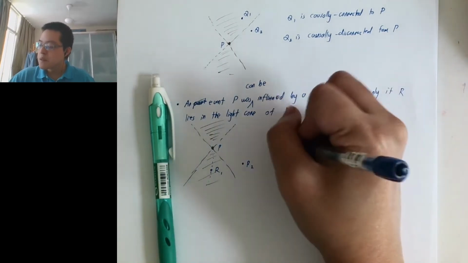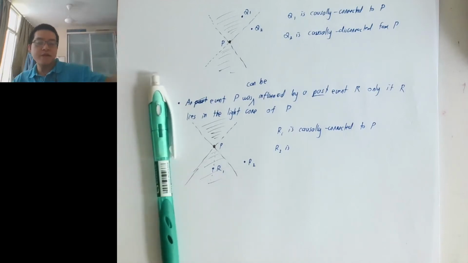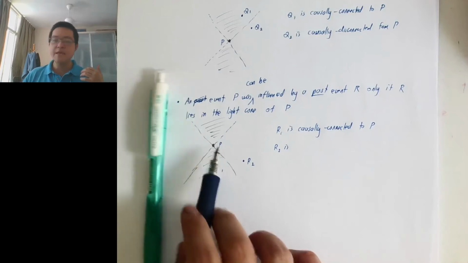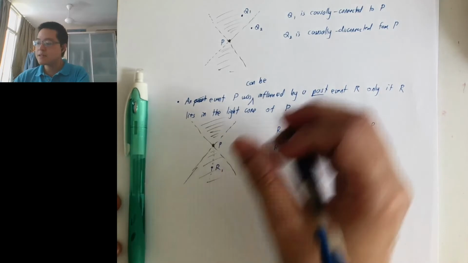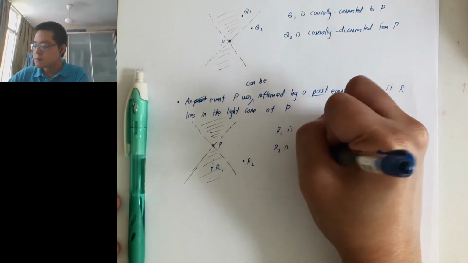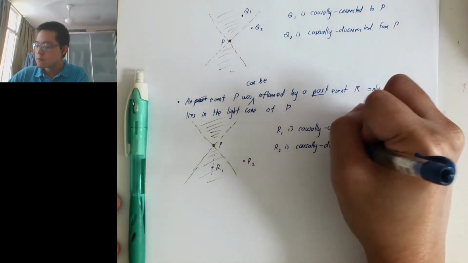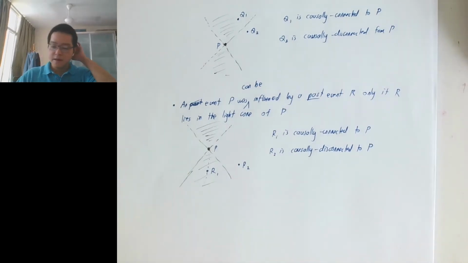to P, but R2 is causally disconnected. It is outside the light cone. So if you're outside the light cone, whatever happens at R is too far away, right? If it's too far away, then the light doesn't have enough time to travel between R and P. So you need to travel faster than light. Nothing can travel faster than light, so nothing can communicate between R2 and P. So it's causally disconnected to P. Okay, so these are the basic concepts of the light cone.